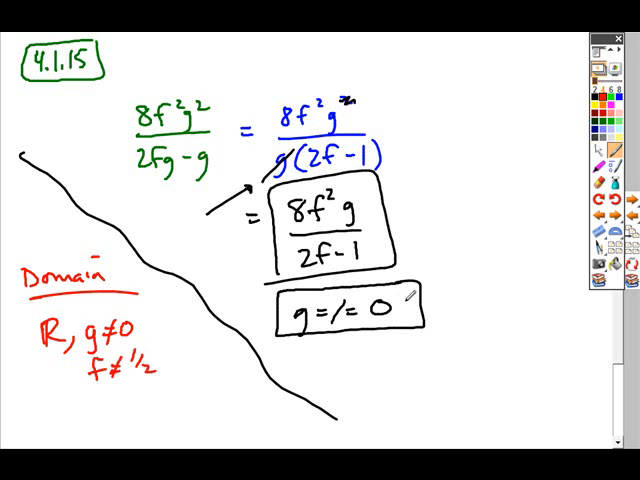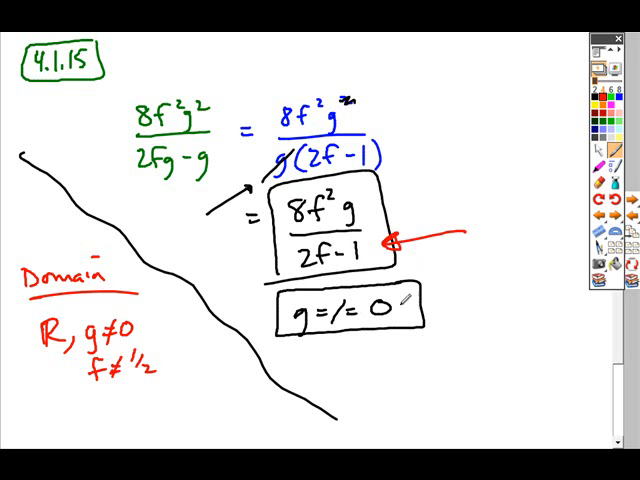Now, we don't need to write that here, though, because is that restriction implied in the simplified form? Yeah. Now, this is what I had mentioned to you guys. This is different than what you did last year, right? Last year, all you guys would have done for your restriction would have been f not equal to 1/2. This year, it's assumed that you get that. I mean, you can see it. You see that that's restricted.